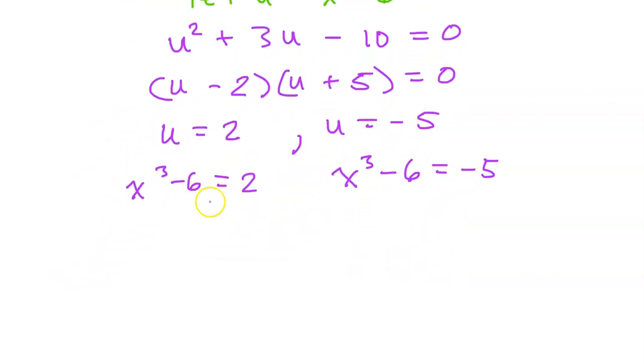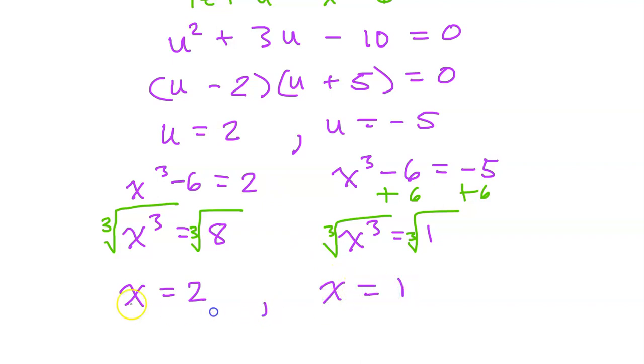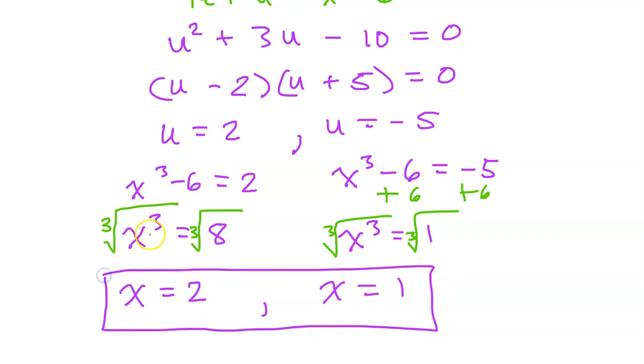Now let's see if we can solve each of these. Adding 6 to both sides, we will get x to the third power is equal to 8. Taking the cube root of both sides, maybe I'll go ahead and show it. Remember, when it is an odd root that we're doing, we don't need plus or minus. So we just get x is equal to 2. How about the other one? Adding 6 to both sides, we're getting x to the third power is equal to 1. And again, taking the cube root of both sides, we end up with x is equal to 1. So these are the two solutions to problem C.